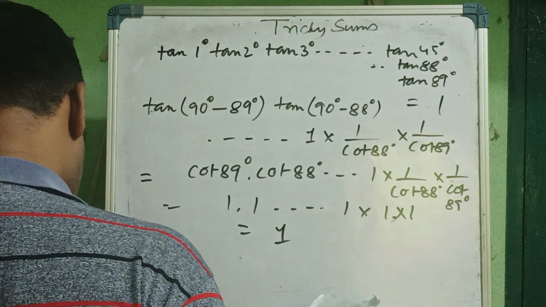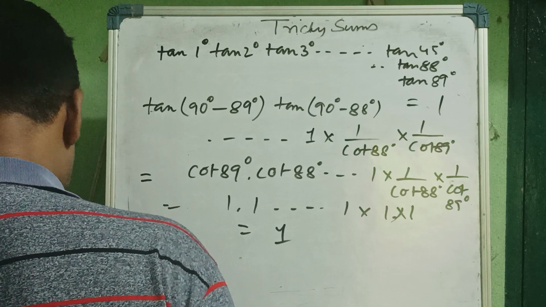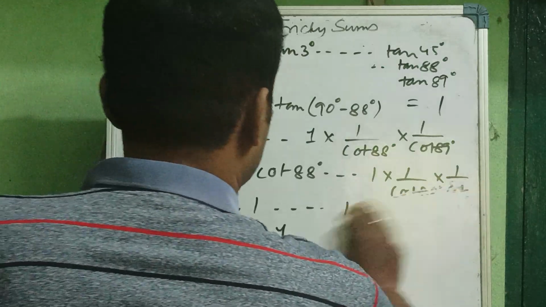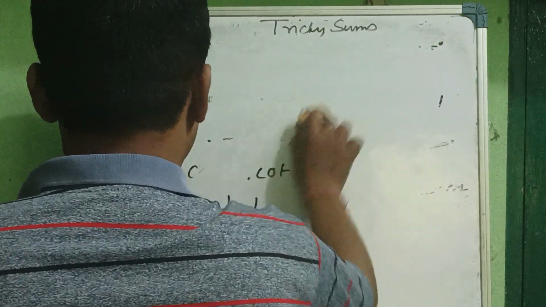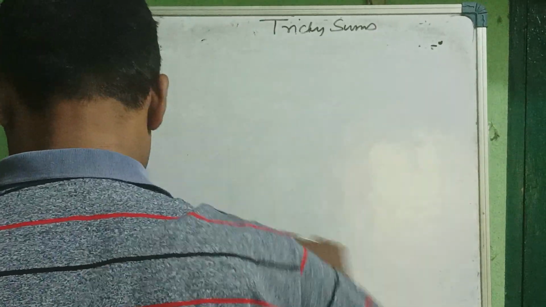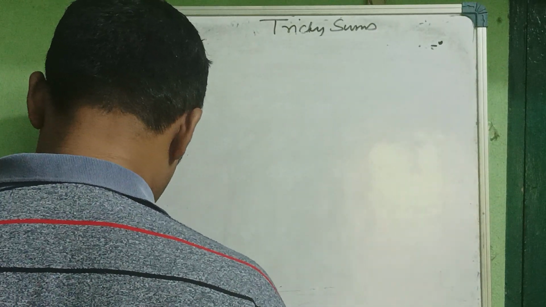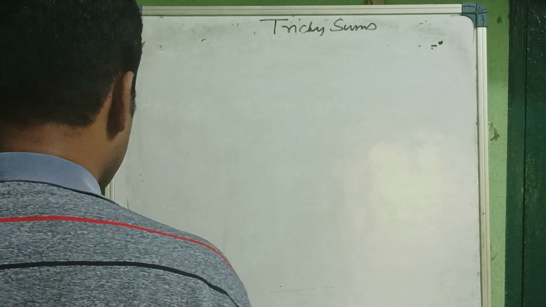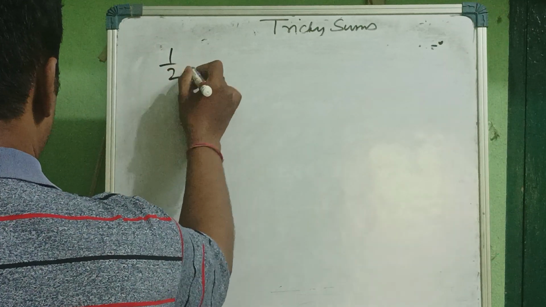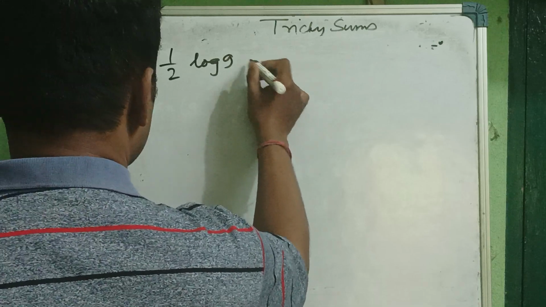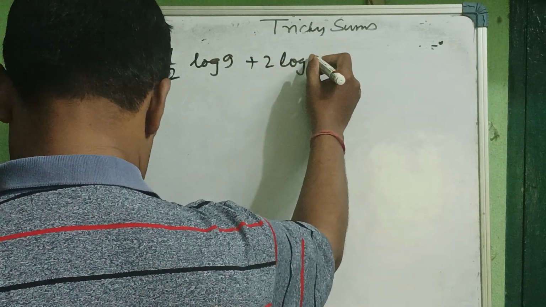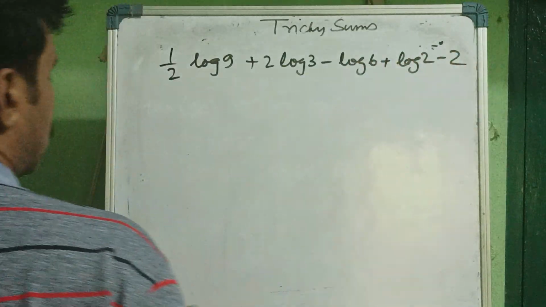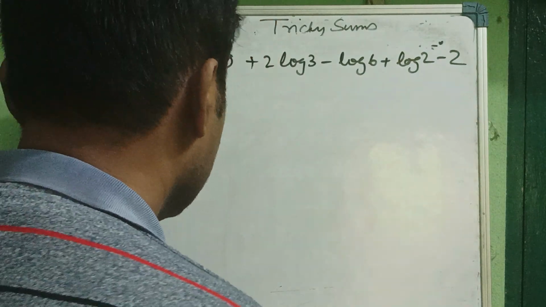My next question is, first we have this question, one question from logarithms, and that is 1 by 2 log 9 plus 2 log 3 minus log 6 plus log 2 minus 2. Simplify this question in logarithms.